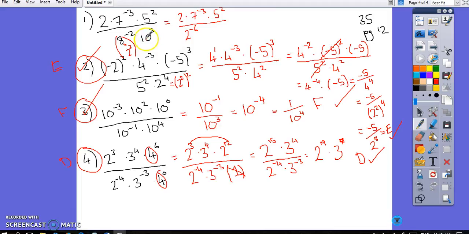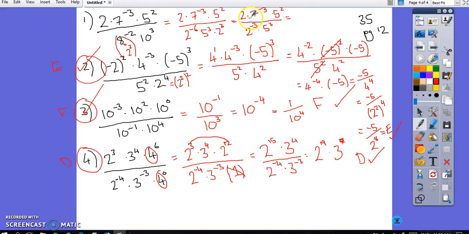10 to the power of 3, well 10 as we know is 5 times 2. So this is 5 to the power of 3 times 2 to the power of 3, because I can break it up in this way from the rules that we learned in class. So now on the top I have 2 times 7 to the negative 3 times 5 to the 2 over 2 to the negative 3 minus 6 plus 3 times 5 to the 3.